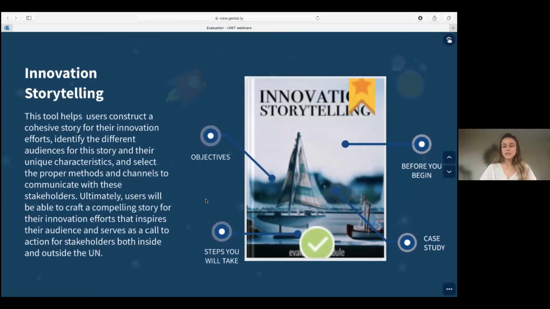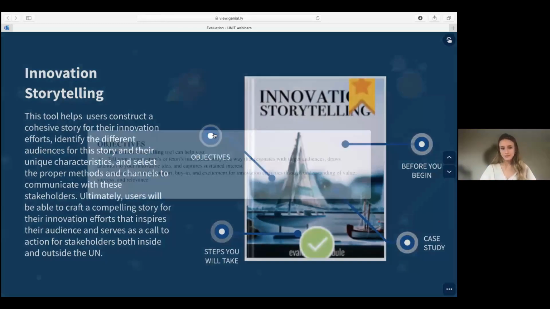And this tool supports all users to construct a cohesive story for their innovation efforts, as well as to identify the different audiences for the story and the unique characteristics of those audiences, as well as to select the proper methods and channels in order to communicate the story. Ultimately, this tool will support you to create a compelling story that both inspires and also gives a call to action to the selected audience.